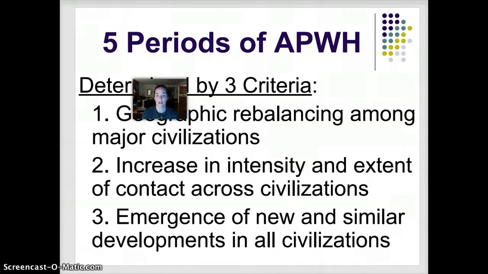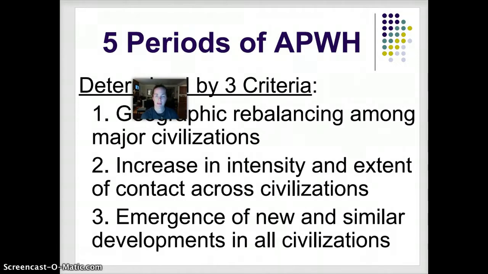The first criteria is the geographic rebalancing among major civilizations. This is the rise and decline of civilizations. 2 is increase in intensity and extent of contact across civilizations. So talking about things like trade routes, expansion, war, exploration. And the third one is the emergence of new and similar developments in all civilizations.